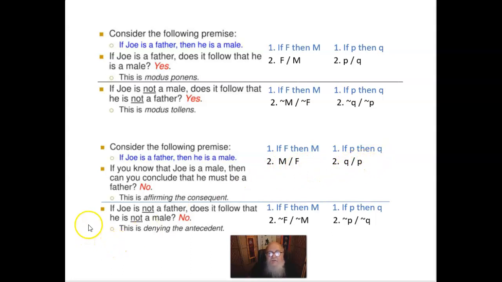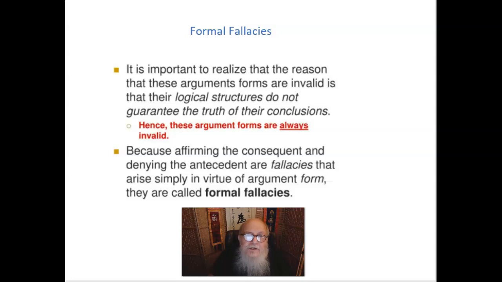And also consider a case where Joe is not a biological father. Does it follow that he's not a male? No. If a biological father, then male, he's not a father, so he's not a male? No, and that's denying the antecedent. If P, then Q, not P, therefore not Q. Again, it's important to realize that the reason that these argument forms are invalid is that their logical structures do not guarantee the truth of their conclusions. Hence, these argument forms are always invalid, again, as you'll learn to prove shortly, in a few weeks.